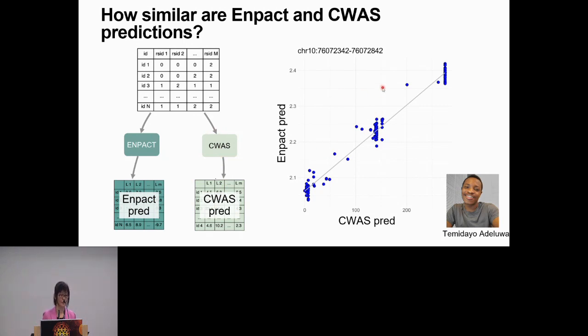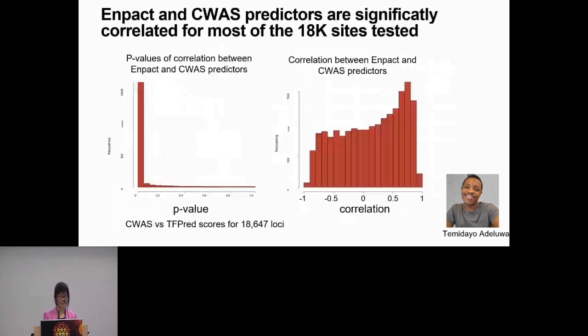On the right, I'm showing you the comparison between our NPACT prediction and the GWAS prediction, and you can see it's pretty strikingly similar, but again, I'm showing you only one site. So what about the other sites? On the left side, I'm showing you the p-values, because I think that's better. It looks better, but it's the same data. For most of the 18,000 sites that we tested, we get p-values that are way below 0.05. So clearly we're predicting, they're very, very similar. There's high concordance between our NPACT prediction and the GWAS prediction.